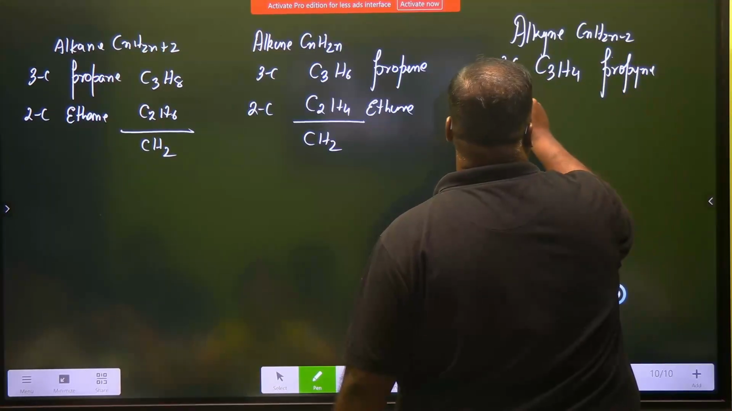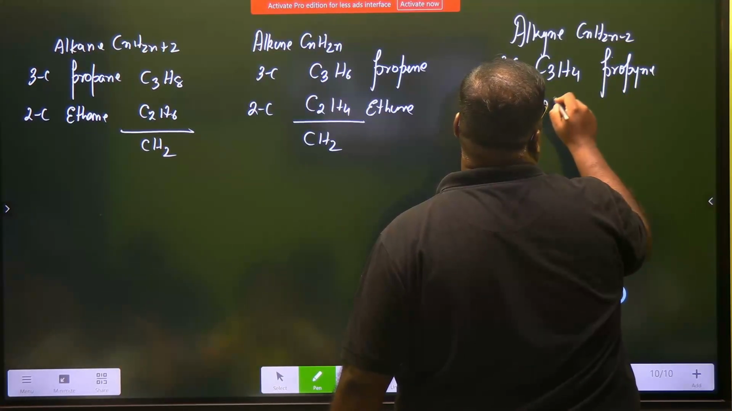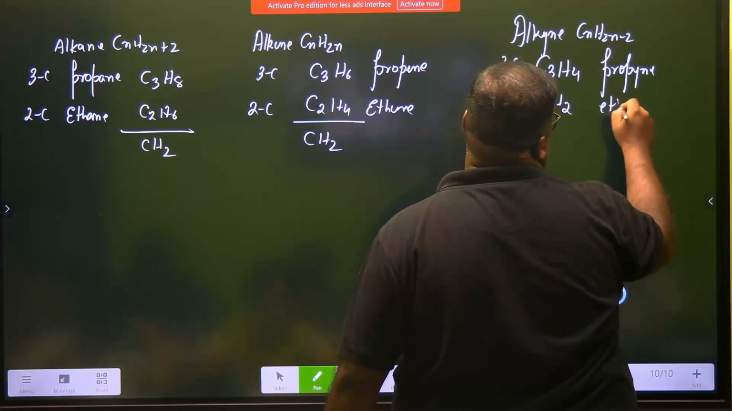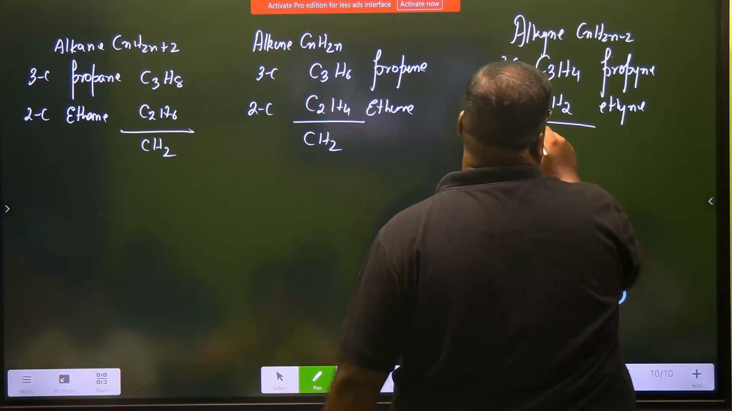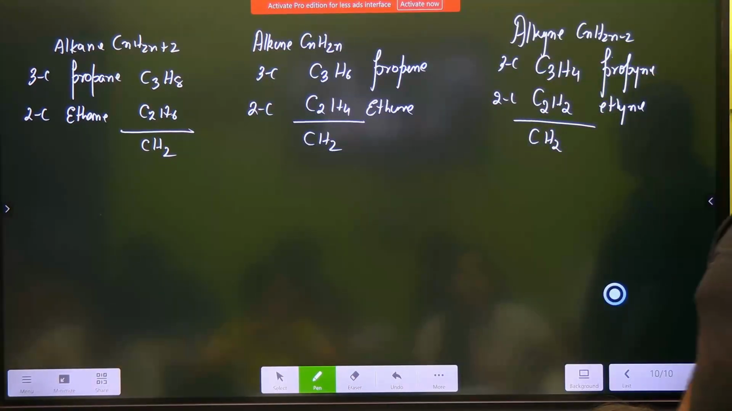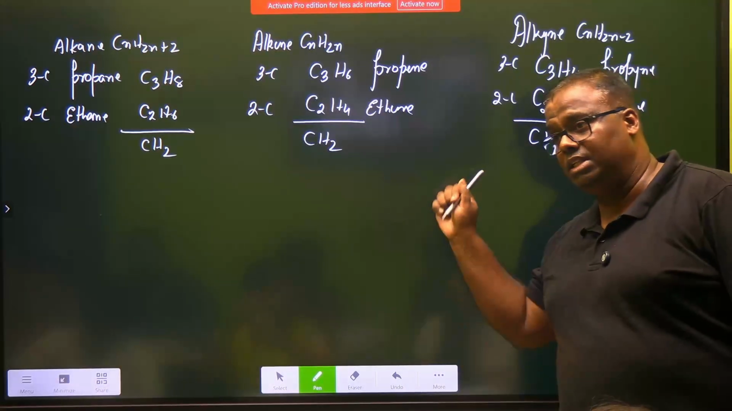And let's take the 2 carbon. The 2 carbon is C2, 2 2s are 4 minus 2. This is ethyne. So if you see the difference, it is again CH2. Got it? Remember this thing.